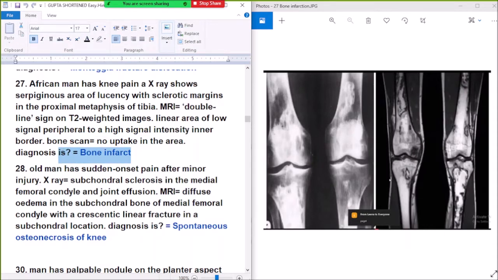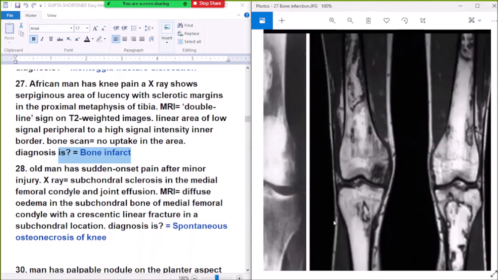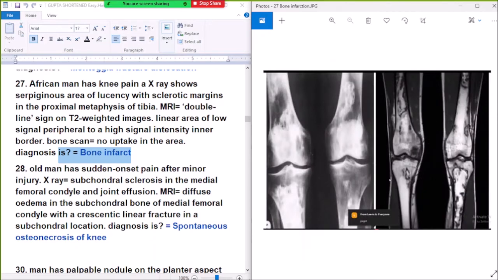Now, X-ray shows a serpiginous, snake-like area of lucency with sclerotic margin in the proximal tibial metaphysis. MRI shows the double line sign: a linear area of low signal peripheral to high signal. Serpiginous area of lucency with sclerotic margins on X-ray, and on MRI the double line sign, diagnosis bone infarct.